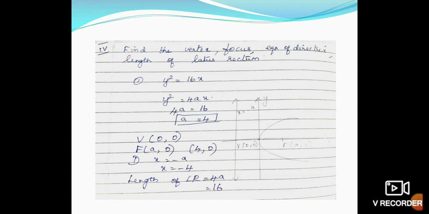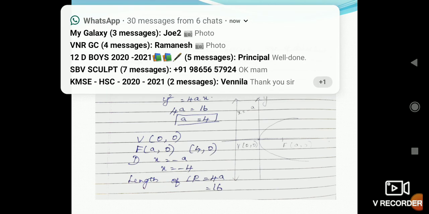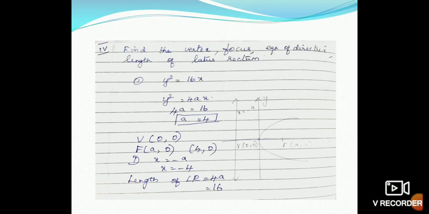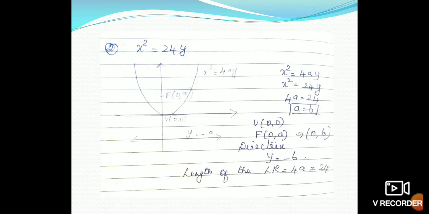Length of the latus rectum is equal to 4a. Whatever parabola it is, left open, right open, upward open, downward open, the length of the latus rectum will remain the same, 4a only.